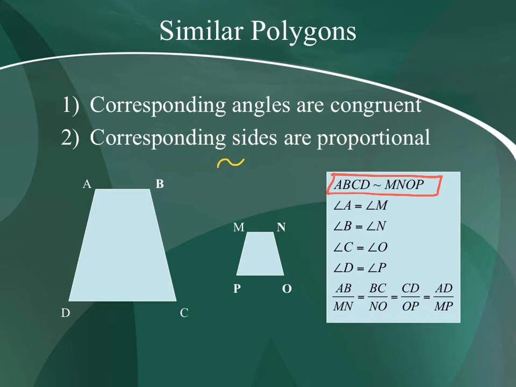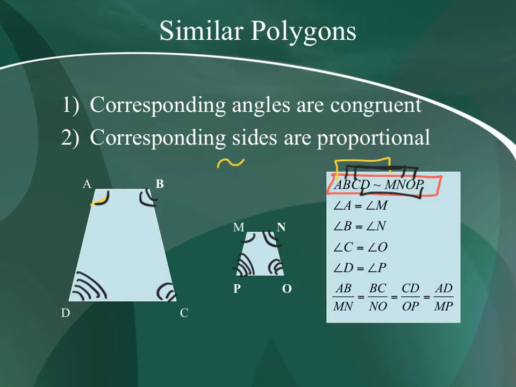So again, similar figures, that little yellow wave-looking thing is the symbol indicating similar. Each angle we can match: A with M, and I'm going to put this same kind of mark on angle A as angle M. Then the second letter, angle B with angle N, that is congruent. And then C with O, and lastly, D with P. In order for figures to be similar, the angles must be congruent. Also, the sides must be proportional.